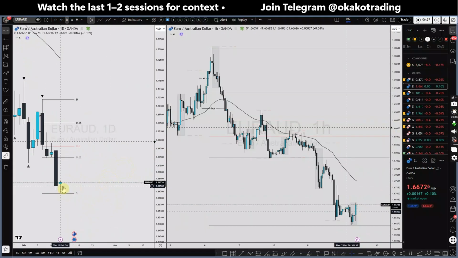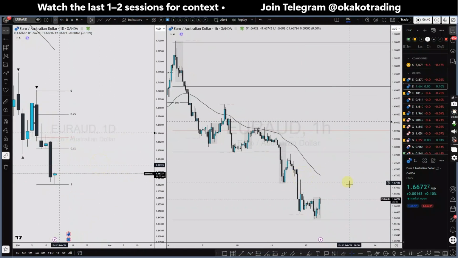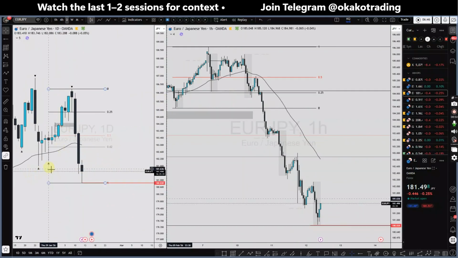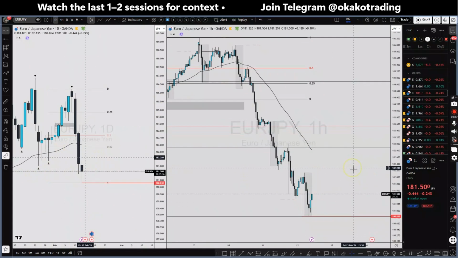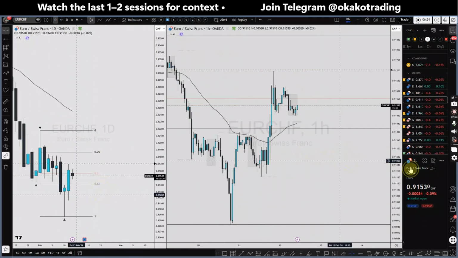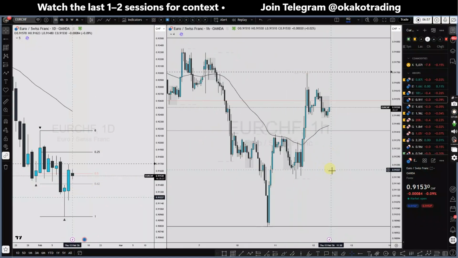Euro AUD, we're still waiting for a deeper correction towards the upside so that we can start looking for shorts. Euro JPY, we just created a new breakout structure and right now we are waiting for a corrective phase up. Euro CHF, I'll be waiting for a short setup here, but we don't have anything clean yet.